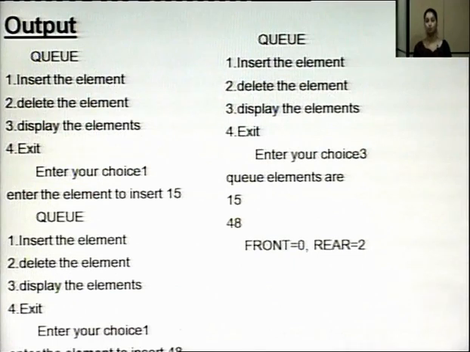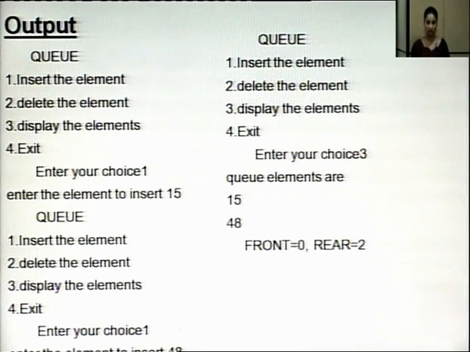The output of this program is just like that. First, the screen shows us the queue and a list of the menu options that are given to you: you want to insert an element, delete an element, display the elements on the screen, and the last one is to exit from the program. So I just enter, and it asks to enter your choice. I enter the first choice, that I want to insert an element. So it asks to insert the element.